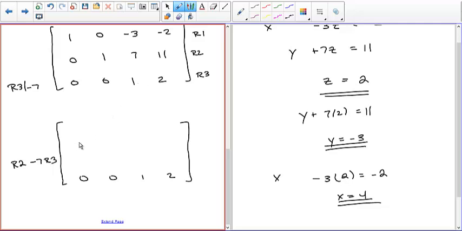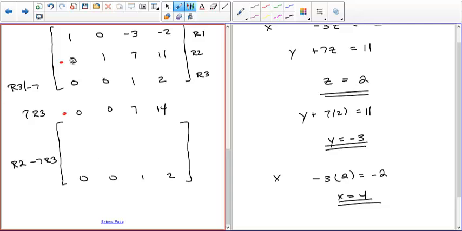Okay, let's write that down. 7 times R3. So this is R3, my updated R3, so you get 7 times 0, 7 times 0, 7 times 1, 7 times 2. And what we're looking at is we're going to take row 2 and subtract 7 times row 3.